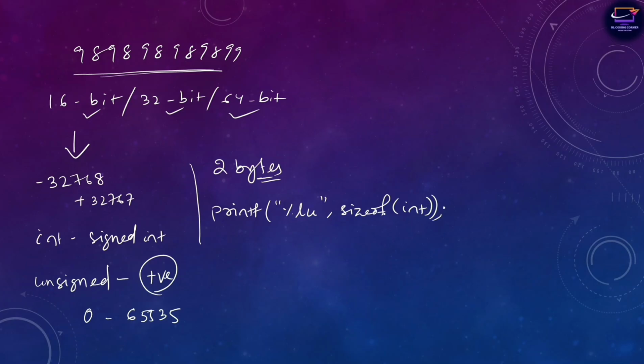Okay, so printf percentile lu, it is for long unsigned int, and here you can write simply sizeof. It is a predefined function that is already declared in the library. sizeof(int), that is what you want to check. Just write down this statement in your program, and then the size will be printed, whether it takes 2 bytes or 4 bytes in your computer memory.